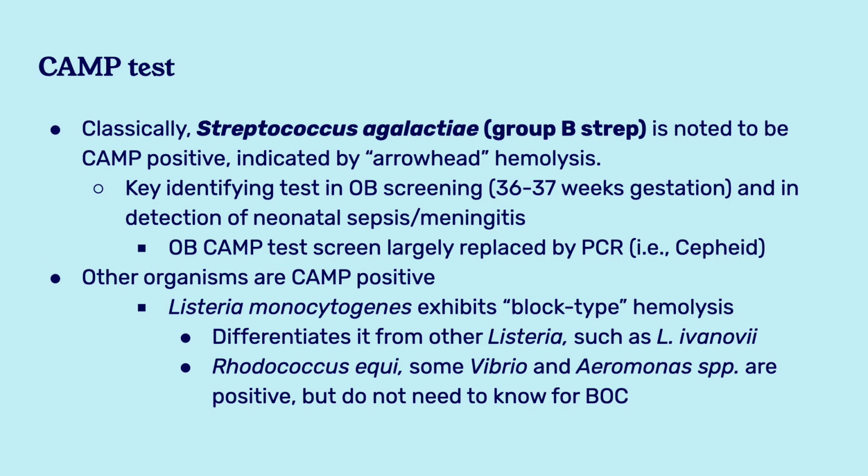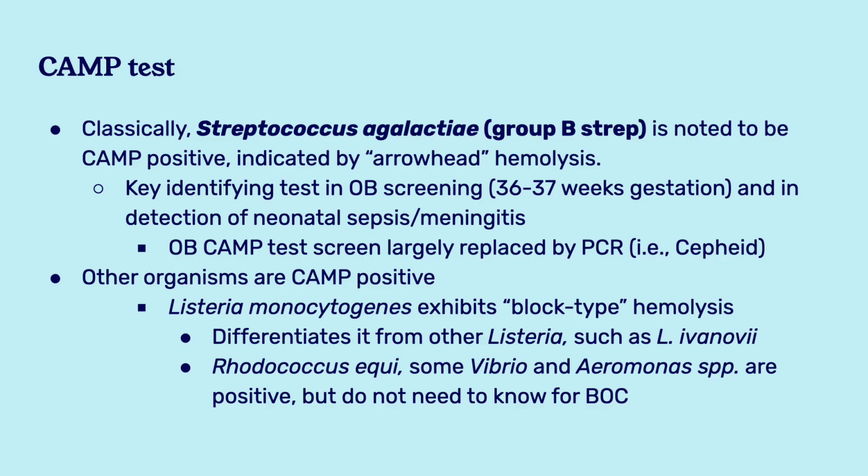So like I mentioned in the previous slide, when doing the CAMP test, Group B exhibits arrowhead-type hemolysis. Clinically, this matters because Group B strep is a major pathogen implicated in neonatal sepsis and meningitis, and historically the CAMP test was used in OB screening around 36 to 37 weeks gestation. Modern labs have shifted to using PCR platforms such as the Cepheid test, so you may see this less often in real practice, although it's still a very testable characteristic.